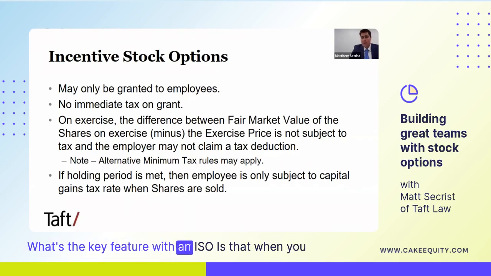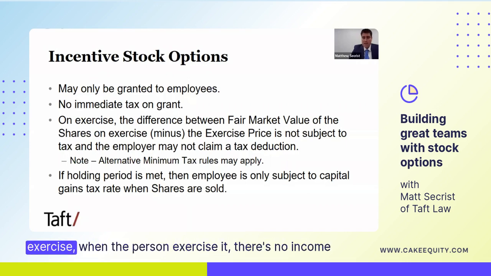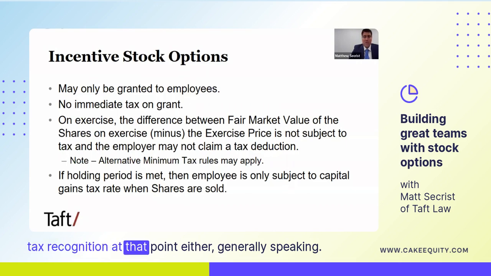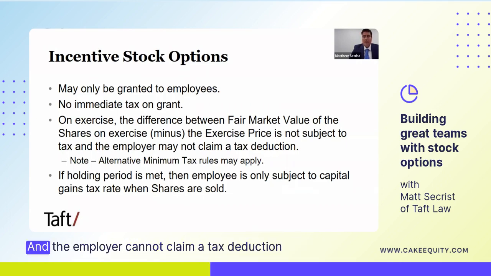What's the key feature with an ISO is that when the person exercises it, there's no income tax recognition at that point either, generally speaking. And the employer cannot claim a tax deduction for any difference between the fair market value on the date of exercise minus the exercise price.